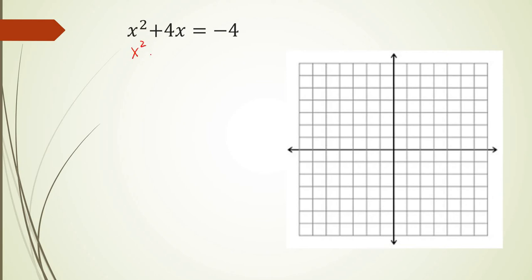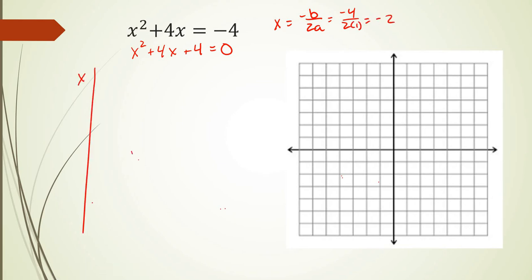Okay, let's try this one. So to solve this equation, the first thing I have to do, just like when I was doing my factoring, is put everything on one side and set it equal to 0. Go ahead and find my axis of symmetry, -b over 2a. In this case, -4 over 2 times 1, or -2. Set up our table with -2 in the middle.